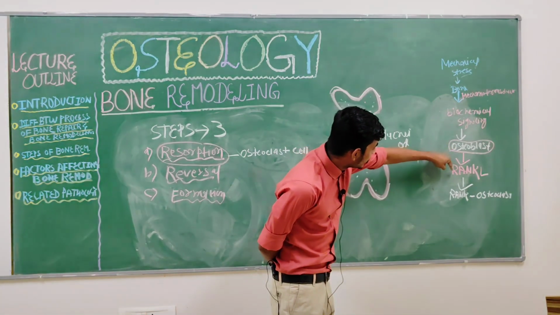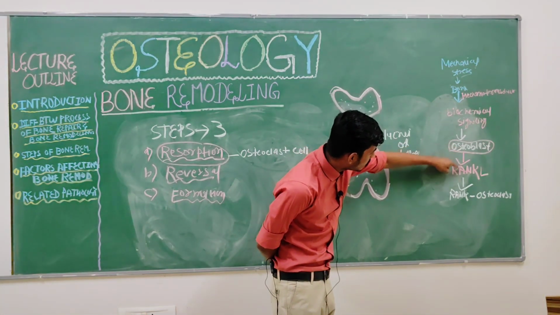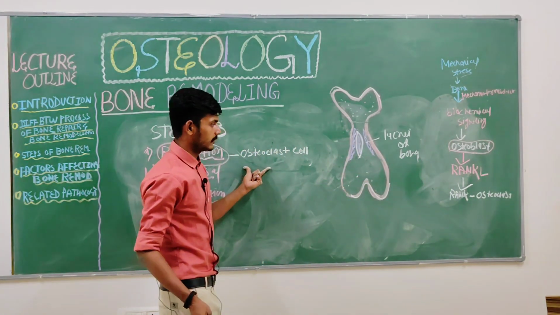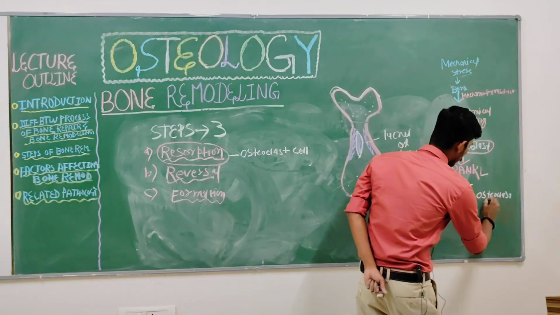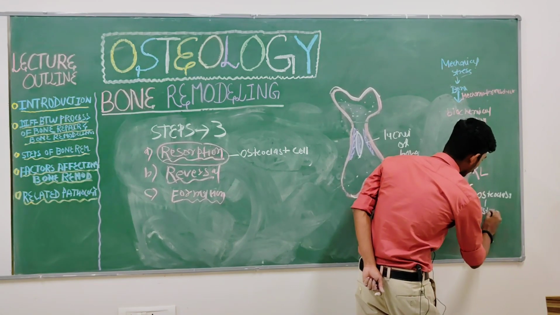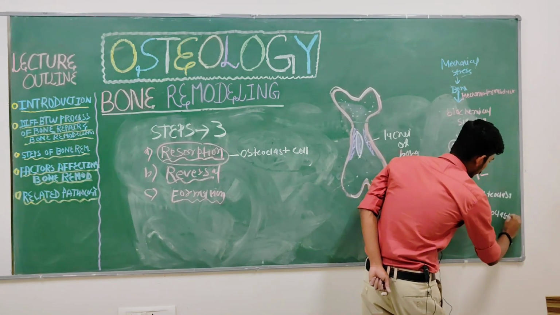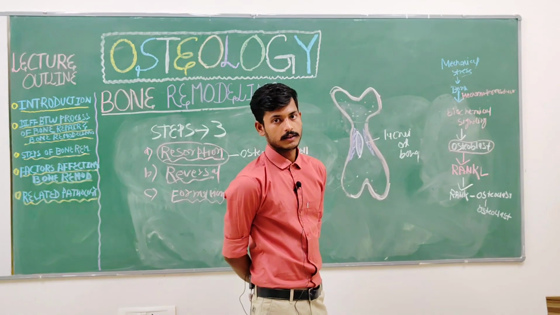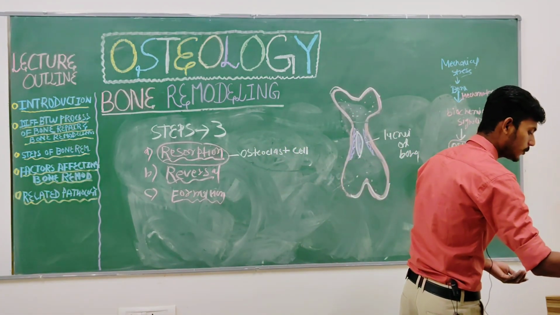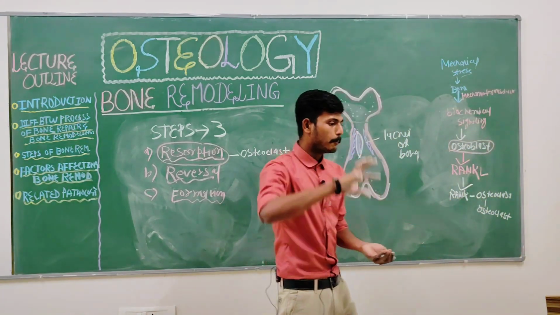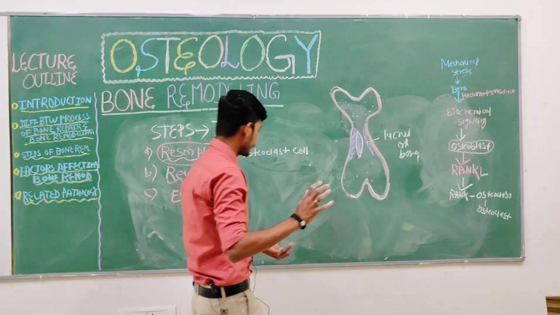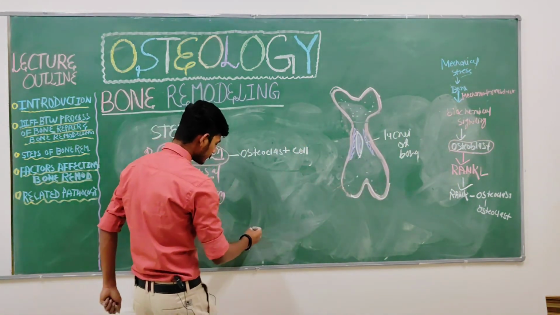Now once these osteoclasts receive this ligand, there is an activation of osteoclast. Okay, now you know the diagram of osteoclast, the structure of osteoclast, how they are looking. Osteoclast is basically a multi-nucleated cell. See the diagram.